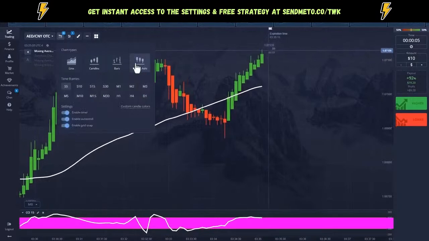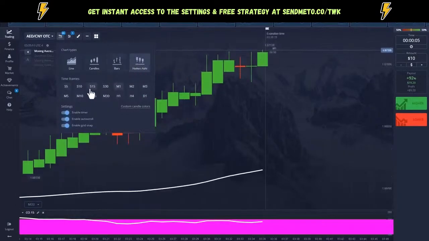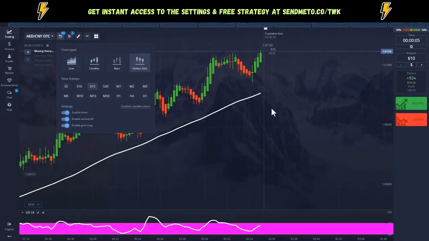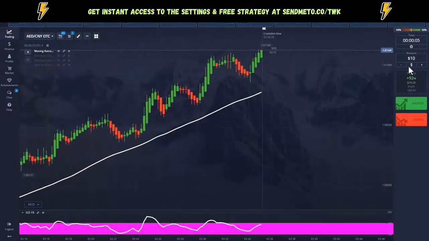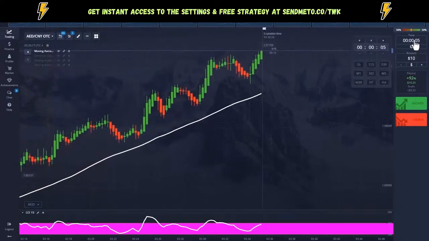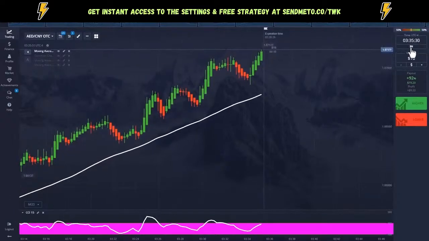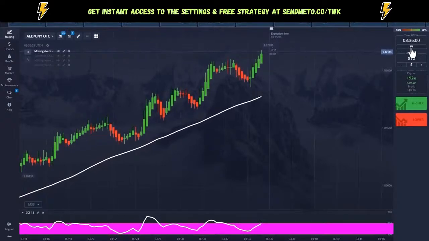We are using Heiken Ashi candles. We are using 15 seconds. For the actual expiration time, we're using 5 seconds. You click on the time and you want to make sure that you're not on the flag. You don't want the flag to show. Now that's for different strategies such as naked chart trading.